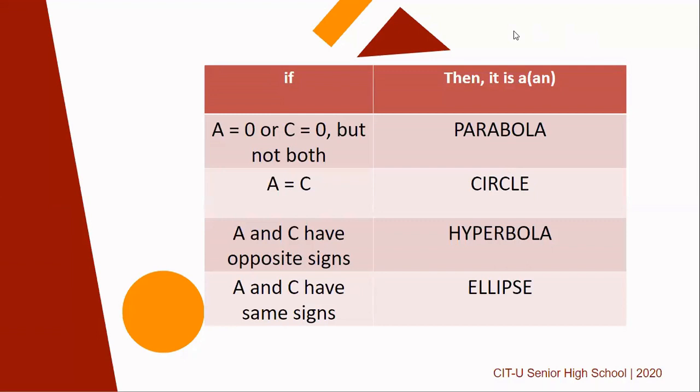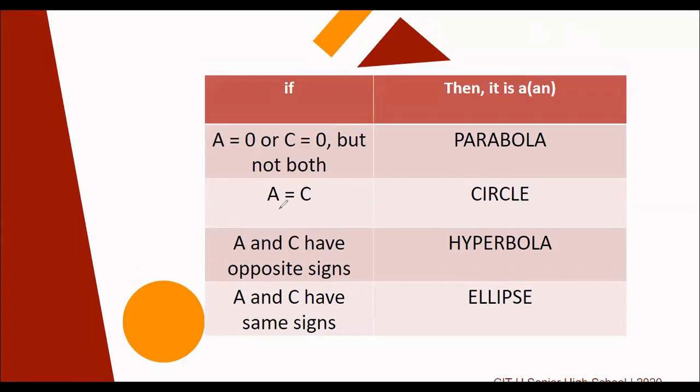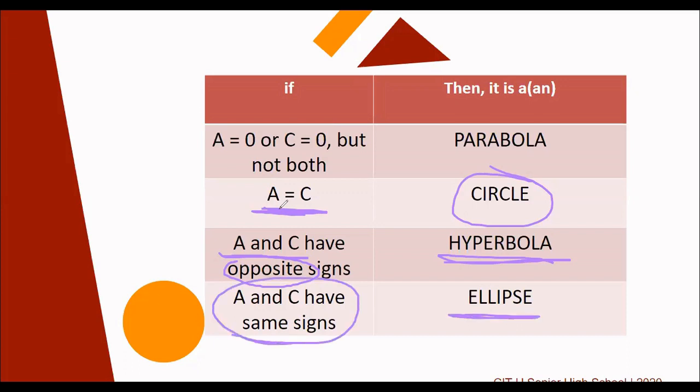If your a and your c are equal and have the same sign, that is a circle. If your a and c have opposite signs, meaning one is positive and the other one is negative, that conic is a hyperbola. And if your a and c have the same signs, that's an ellipse. If you wish to take a screenshot, you may.